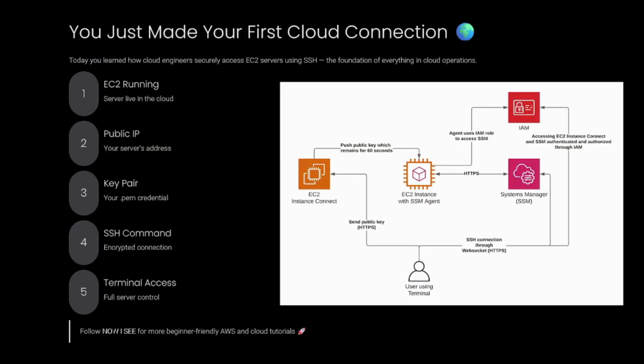So today we learned how cloud engineers securely access AWS EC2 servers using SSH. We understood how the EC2 instance runs, what public IP addresses are, why key pairs are important, how SSH works, and how to remotely control cloud servers using terminal access. And honestly, this is one of the first real steps into practical cloud computing.